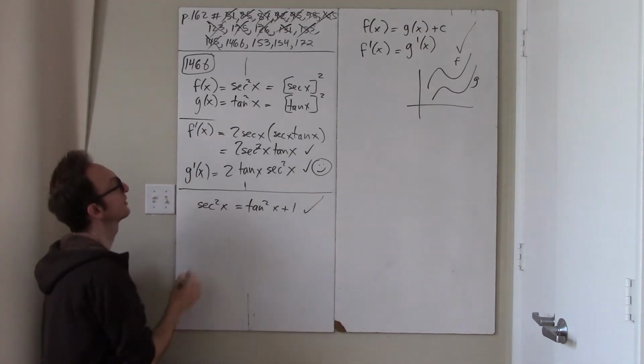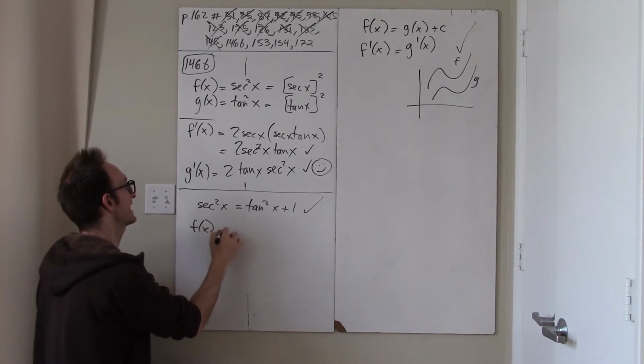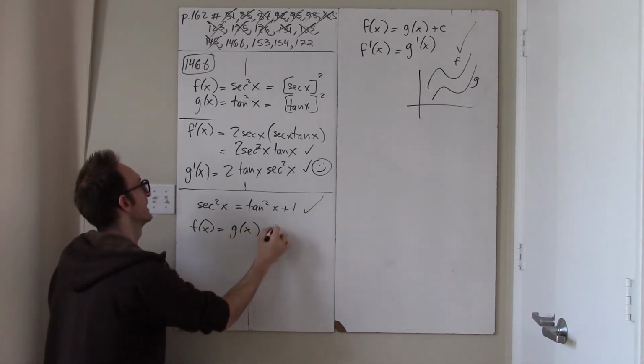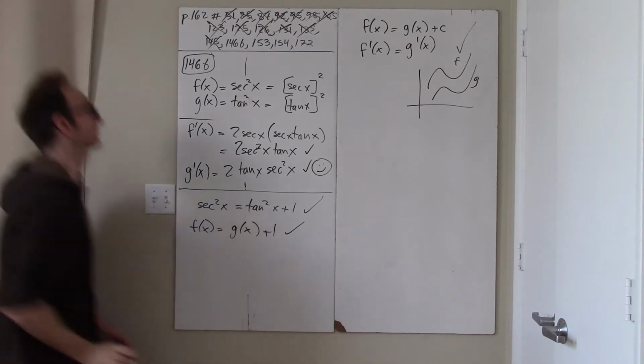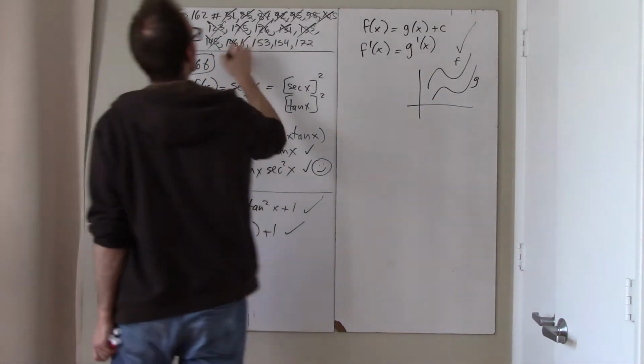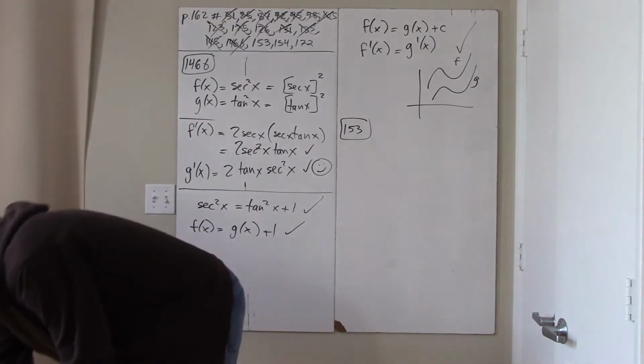So in fact, what we could have just said about f and g is that f, secant squared, is just g plus 1. And so from that perspective, of course they have the same derivative. They're just one apart from each other. Okay, 3 problems to go, 153.